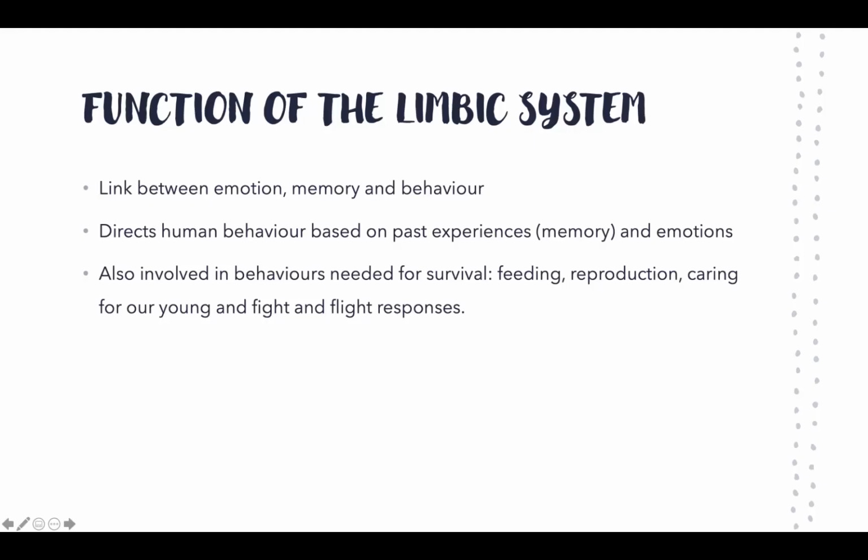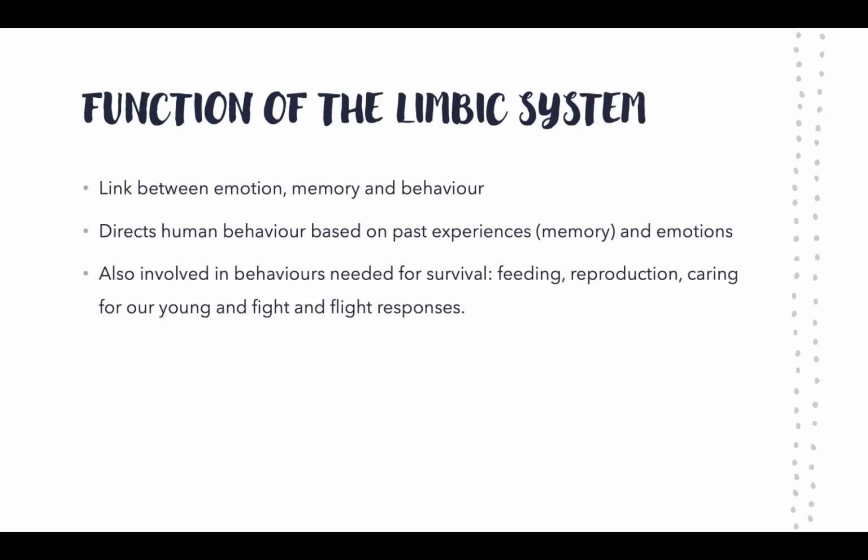So, in terms of the function of the limbic system, it is our link between three key things: our emotions, our memory, and our behavior. And they're all very interlinked. For example, it is involved in directing our behavior based on past experiences or memories and emotions. Whenever we do something, it's usually related, not even consciously but subconsciously, to something in our memory or in our emotions. And we do things based on that.